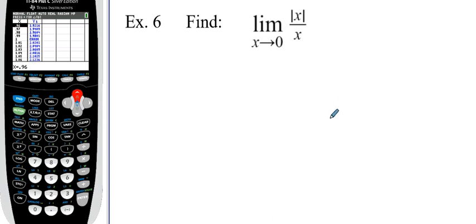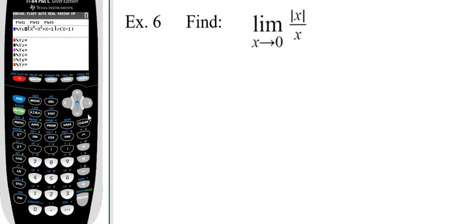Okay, we're going to pull our calculators back out for this one. So we want to find this limit, as x approaches 0 of this function. Okay, so let's grab our calculator. Let's clear what's there. Now this is the absolute value of x over x.